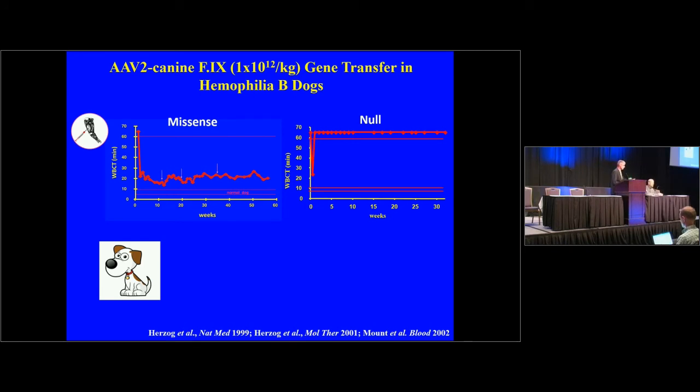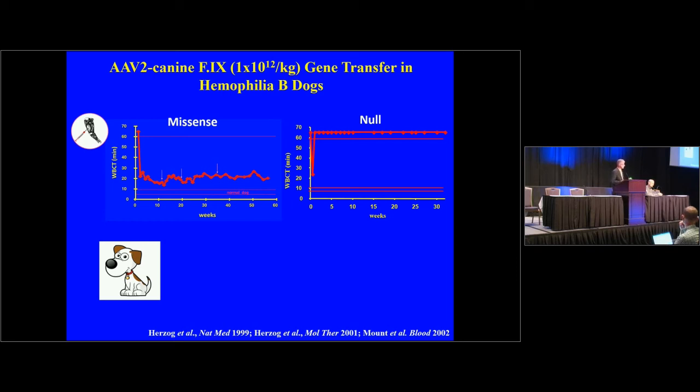Again, the risk should be influenced by the underlying mutation. Here's an example of hemophilic dogs that have either a missense mutation or a null mutation in their factor IX gene. We gave them an AAV vector intramuscularly expressing canine factor IX to match with the species. And what you see is, well, the animal with the missense mutation, you get correction of the clotting time after gene transfer, and it's sustained. The animal with the null mutation, you get correction initially and then it's lost. And the reason why that's lost is because the animal may get an antibody against factor IX.